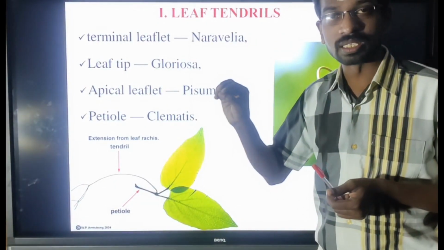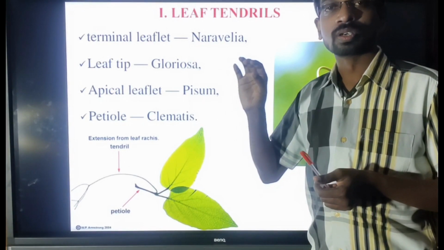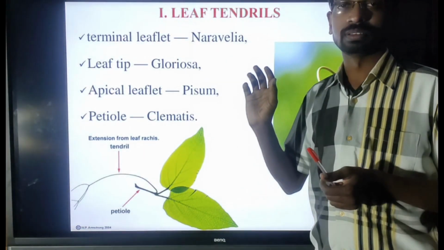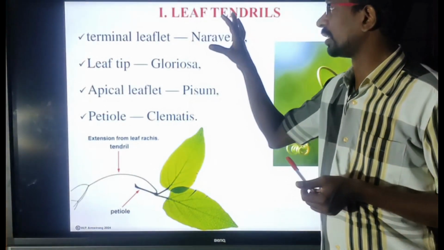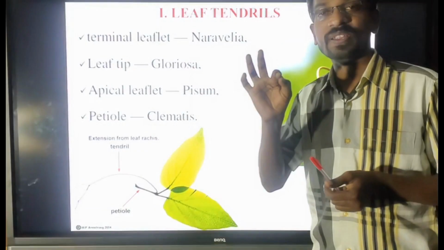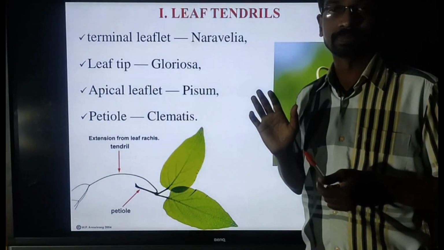So different parts of the leaf will be modified into tendril. Tendril is a slender, coiled, wiry structure. It helps to climb the support. The tendril is very commonly seen in weak stemmed plants.